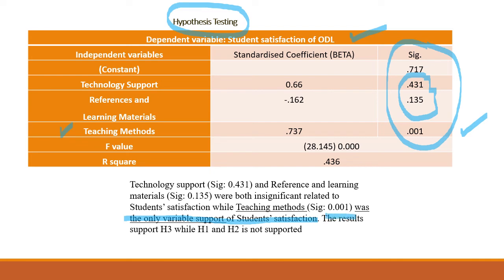This result supports only one hypothesis, H3, while H1 and H2, which represent technology support and reference and learning material, are not supported. The value of R square is 0.436, so we can conclude that only 43.6% of the effect on the dependent variable is explained by these independent variables.